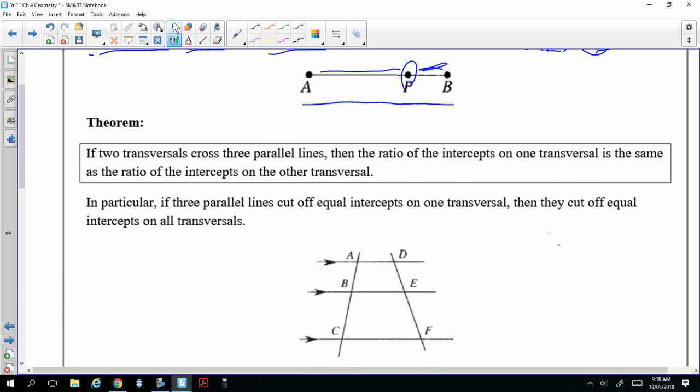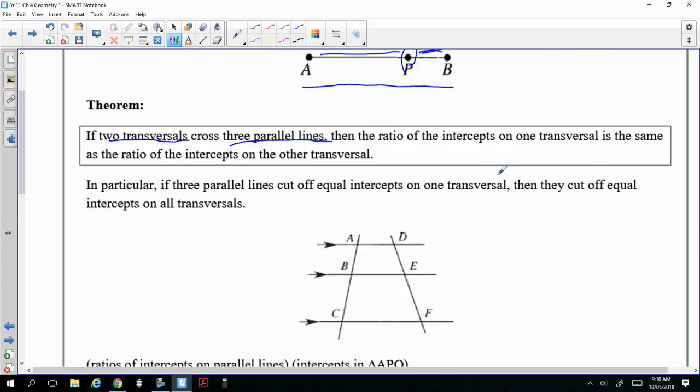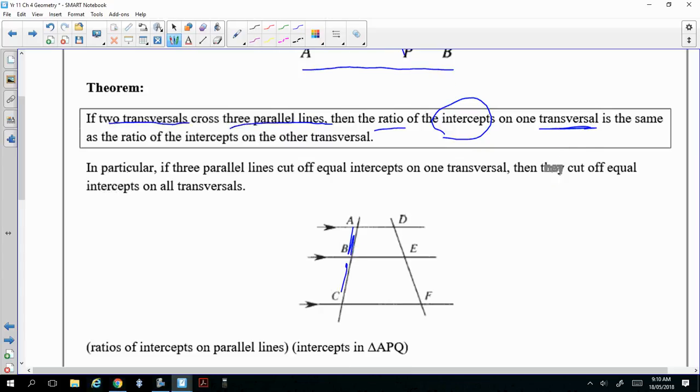So we're going to look at this theorem. Two transversals cross three parallel lines. There are three parallel lines there, 1, 2, 3. These are the two transversals. And the ratio of two intercepts on one transversal is the same as the ratio of intercepts on the other transversal.